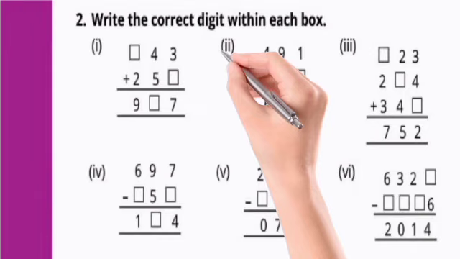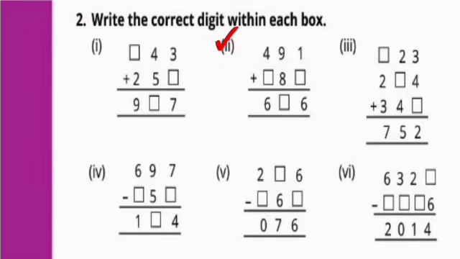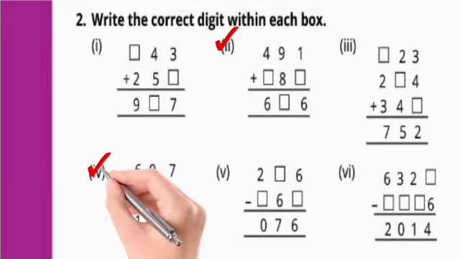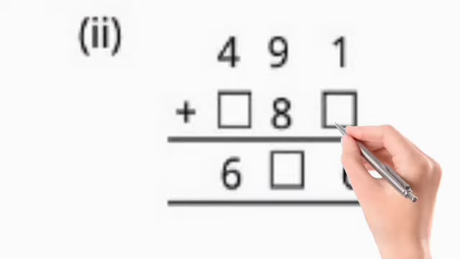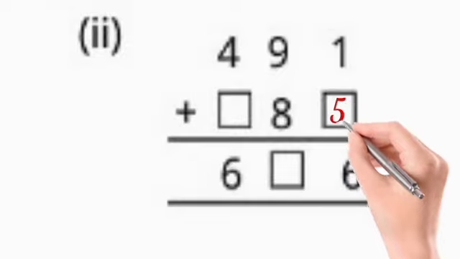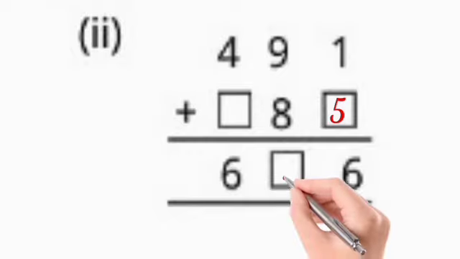Look at exercise 2.2, question number 2. Write the correct digit within each box. We will discuss second and fourth part of this question. Look at this second part. Here the addition of two whole numbers is shown. So we will start addition from unit place digits. 1 plus what becomes 6? 5. Yes, write 5 in a box.